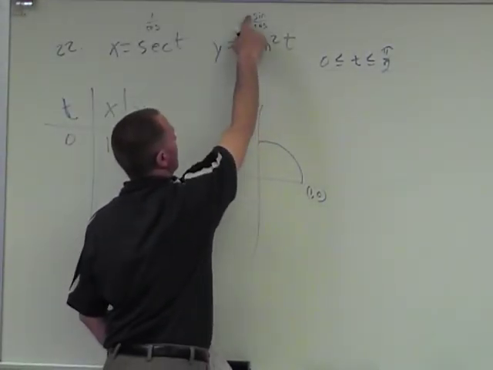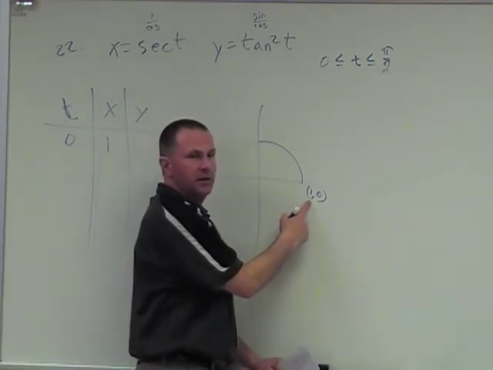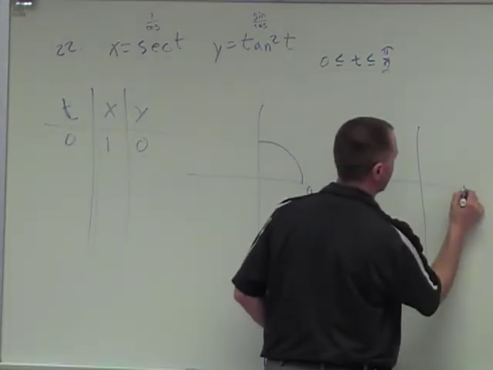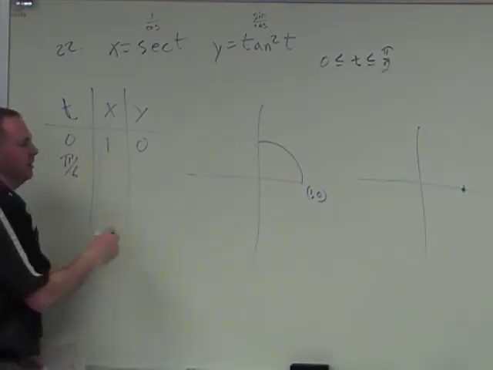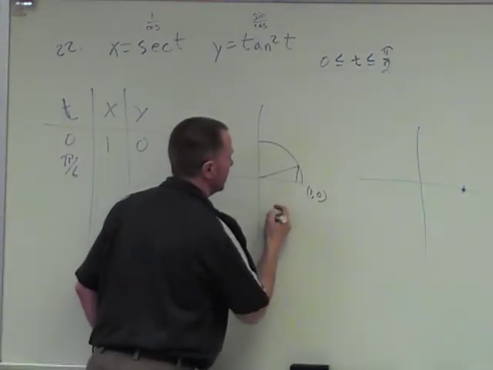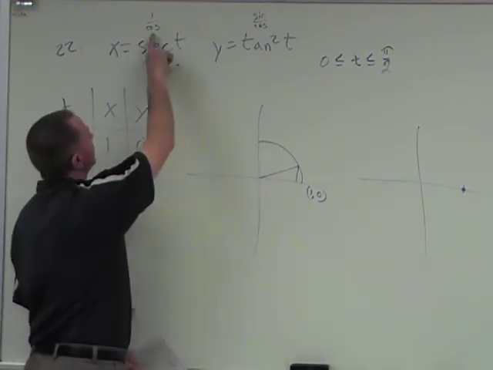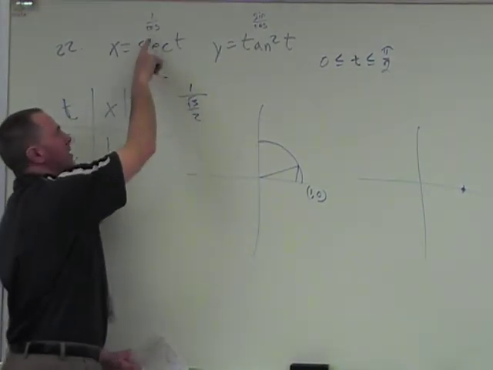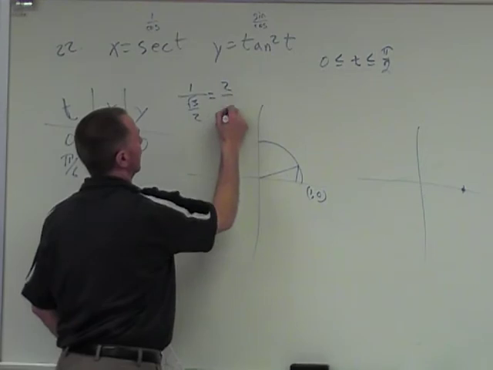Tangent is sine over cosine. Y over x. Y over x at 0 degrees is what? 0 over 1 is 0. Alright, so I'll graph it here. Here we're at 1, 0. Now let's do pi over 6, 30 degrees. What is my x value at 30 degrees? Radical 3 over 2. So I have 1 over radical 3 over 2, because secant is 1 over the cosine. So this becomes 2 over radical 3, doesn't it?